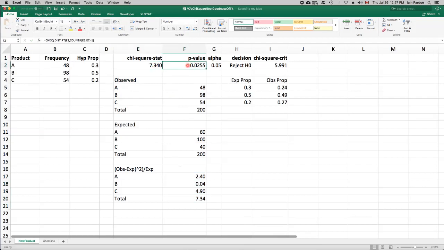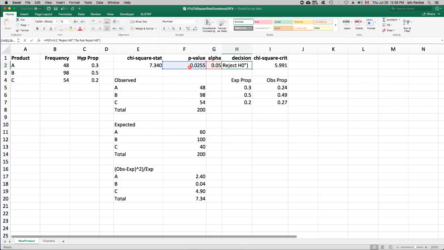so 7.340, and then we'll look at a chi-squared distribution with count the number of probabilities that we're looking at, the number of categories, and there's 3 in this case, and then subtract 1 from that to get 2. So we've got 2 degrees of freedom for our chi-squared distribution. And the right tail area to the right of 7.34 for a chi-squared distribution with 2 degrees of freedom is 0.0255. Compare that to our significance level.